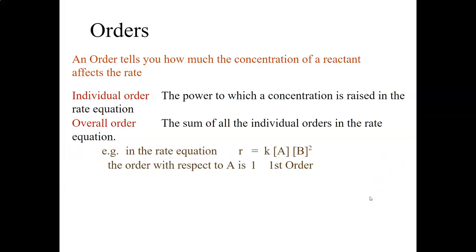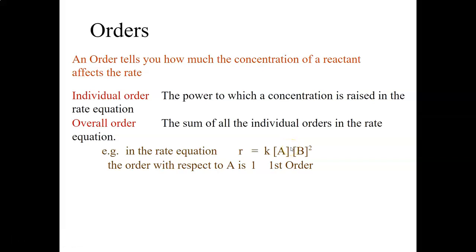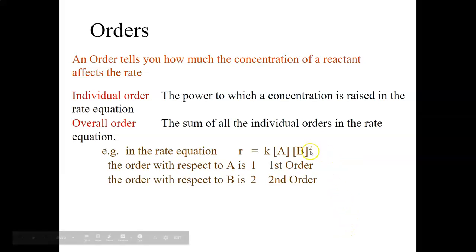So in the rate equation that's shown there, the order with respect to A is 1. Okay, no number there means power 1. So that's called a first order with respect to A. And it then doesn't take a genius to work out that it's second order with respect to B.